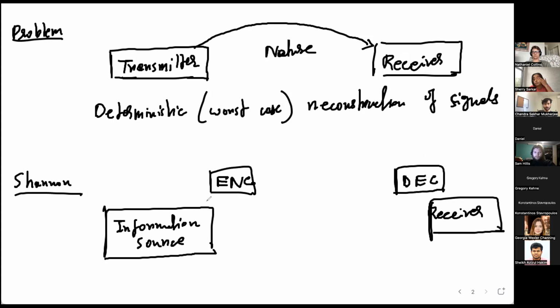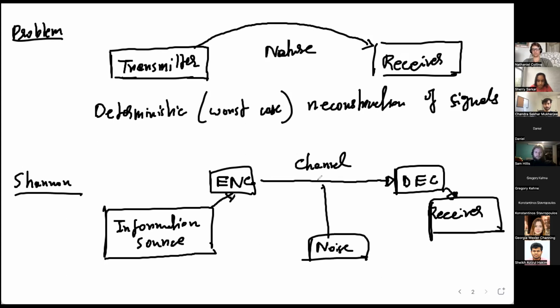The data is encoded using this information source, then sent to the decoder, and then decoded at the receiver. And more importantly, this is the channel, and there is noise in the channel, which in some sense is random.